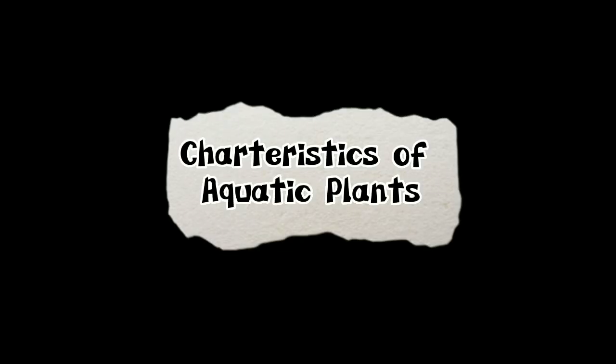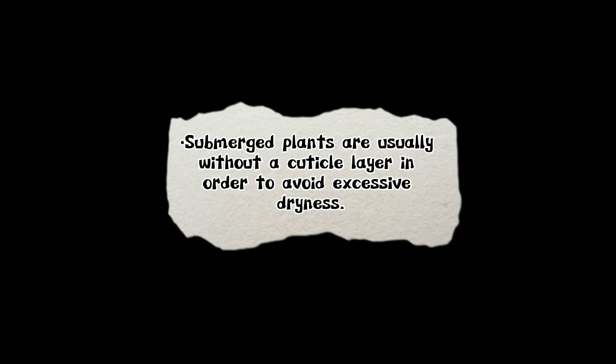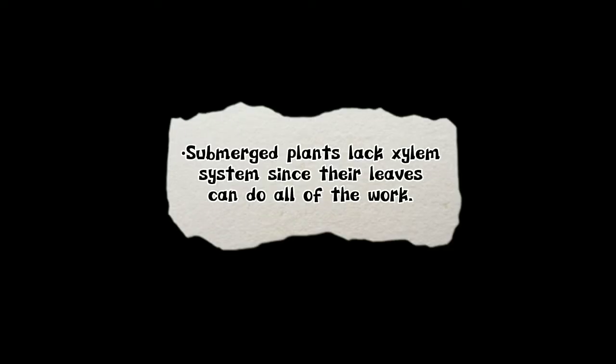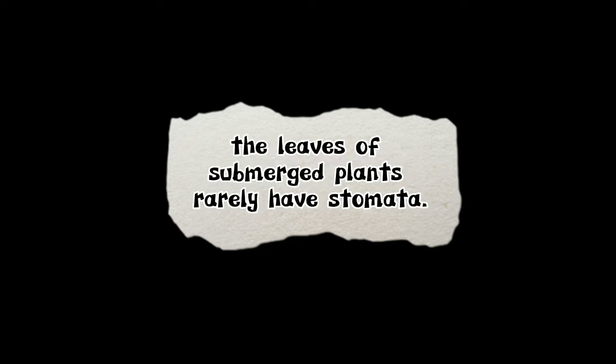Characteristics of aquatic plants. Submerged plants are usually without a cuticle layer in order to avoid excessive dryness. Submerged plants lack xylem system since their leaves can do all of the work. The leaves of submerged plants rarely have stomata.